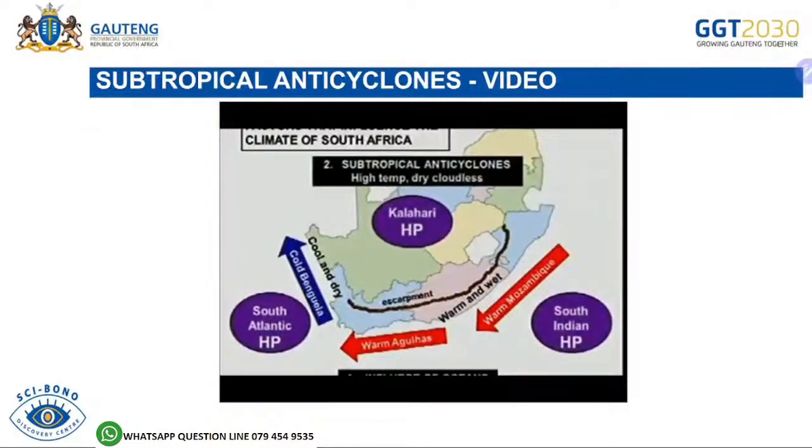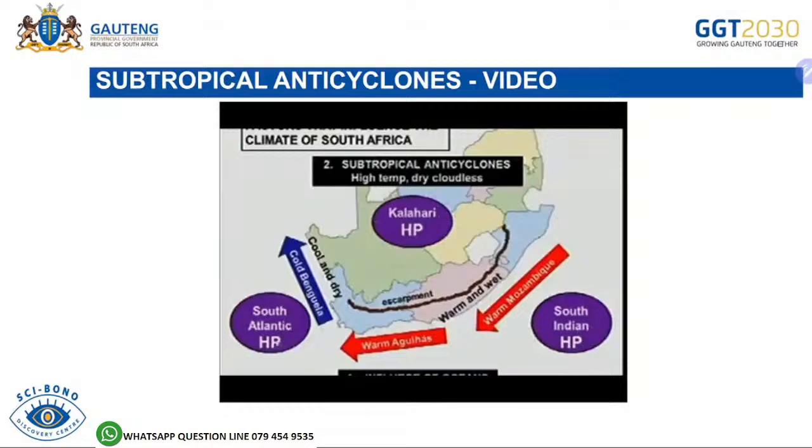Now, okay, the second thing that you must know is your subtropical anticyclones. You must know where they are located, and you must know the names. There are three of them influencing the climate of South Africa: the South Atlantic high pressure, the South Indian high pressure, and the Kalahari high pressure. The Kalahari high pressure is found in the interior, and obviously these two will be found in the oceans.